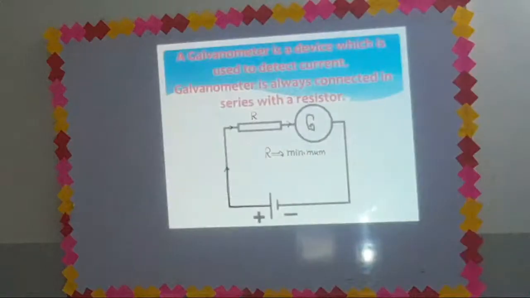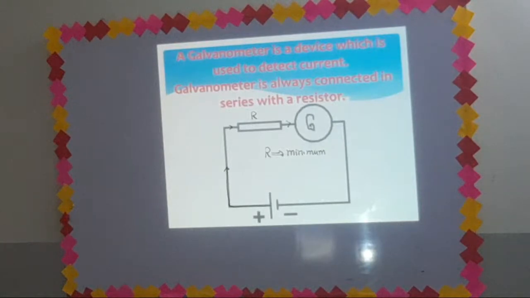Any question? First thing is galvanometer is used to detect current. Device used to detect electric current. Excellent. Fine.